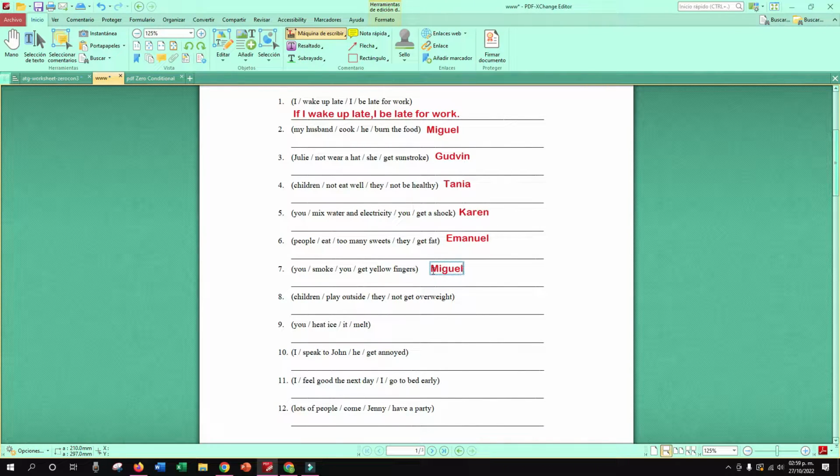Mr. Miguel again, Mr. Goodwin, Miss Tanya, and Karen, Emmanuel, oh my god, Emmanuel, and the last one, Mr. Miguel. Okay, so I want you to work on those sentences, guys.